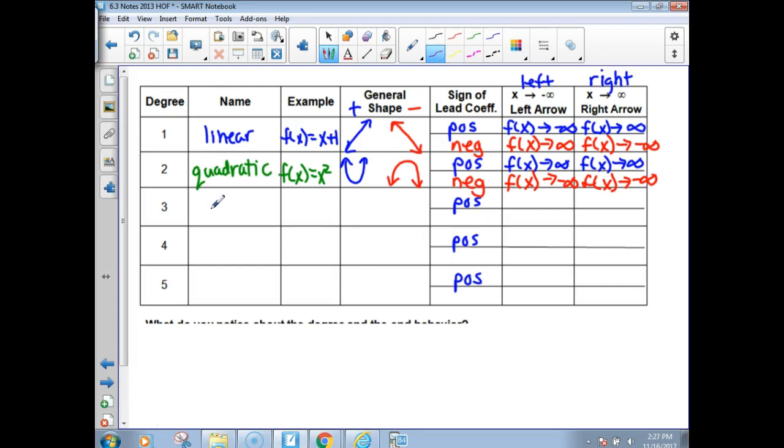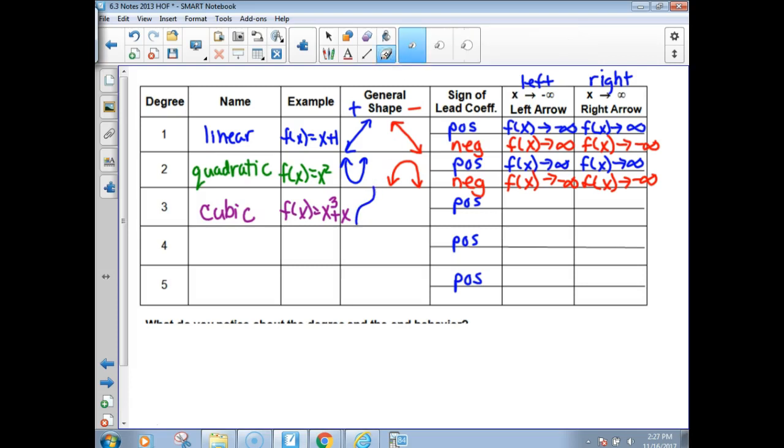Okay, third degree, you ready? It's a cubic. f of x equals x cubed, so I'm going to do plus x. I don't know, it could have more stuff to it. It's just got to have a leading power, the highest power, be 3. All right, so what's happening if the leading coefficient is positive? Then the cubic would look like this.